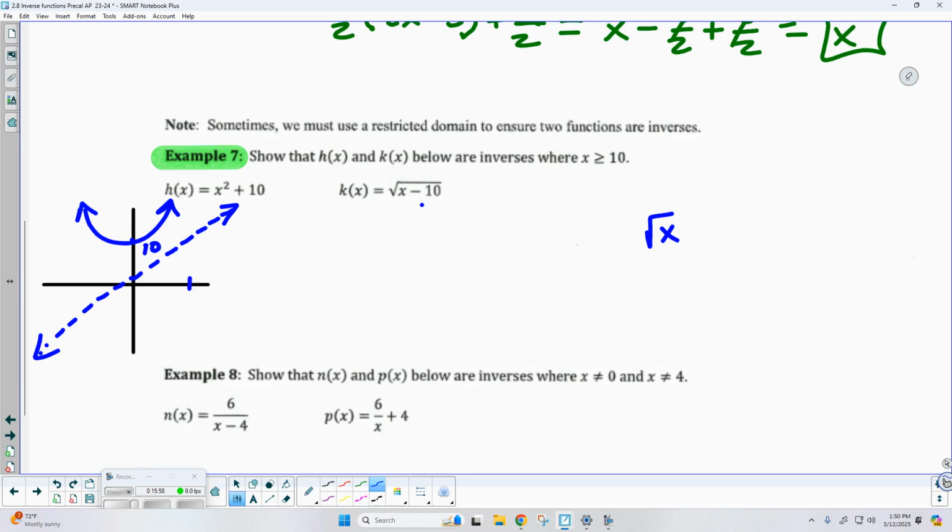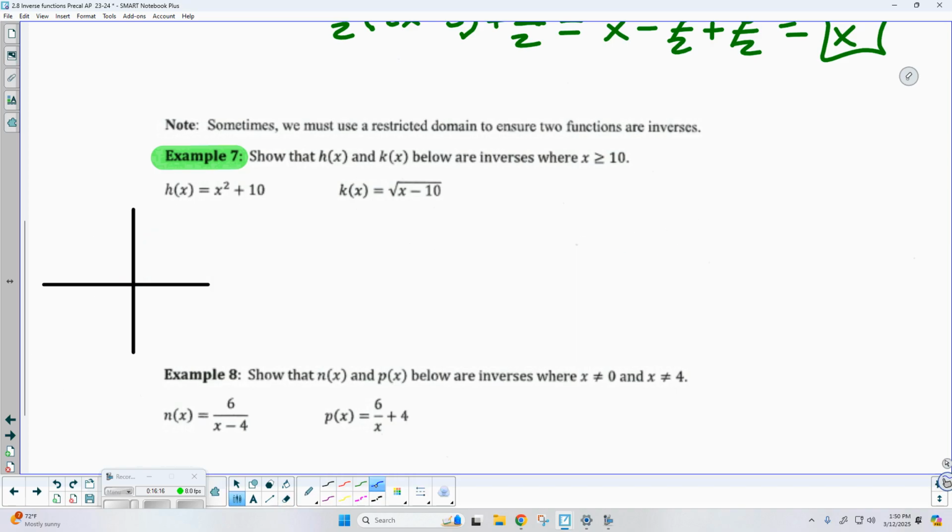So if I start here at 10, okay, we see what the problem is? I started with a full parabola, but when it's reflected, I'm not getting that full parabola. So that's why we have to restrict it. Okay. All right. Well, good.